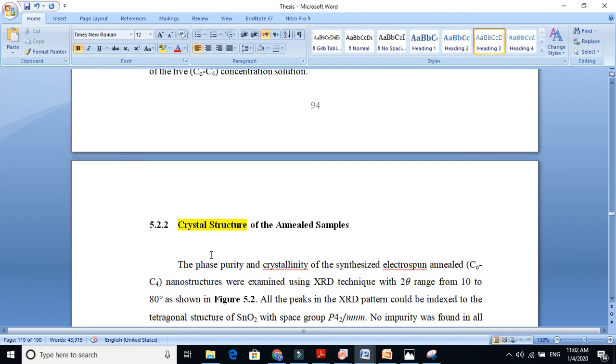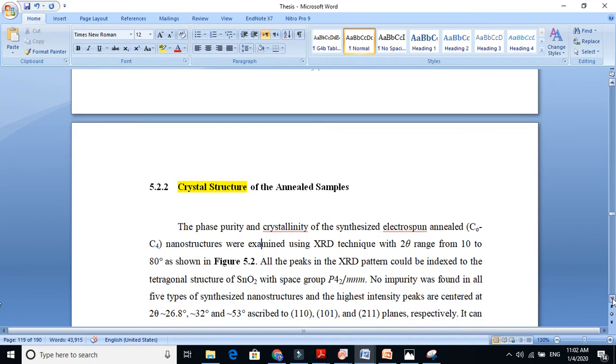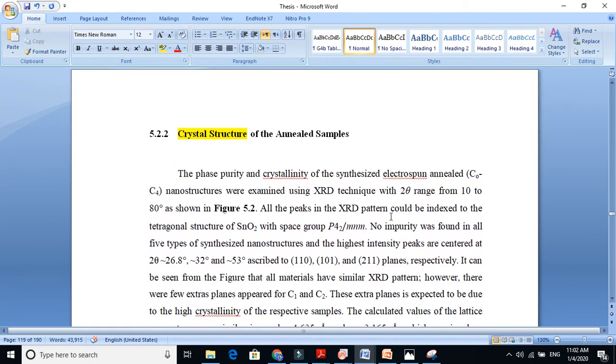After that, we find the crystal structure of the annealed samples. When we heated the samples, the polymers left and we were left with the pure material. Then we found the crystal structure using XRD. The XRD peaks tell us that it is a pure tin oxide material. XRD was what we wanted to know, whether our synthesized material is the one we want or not.